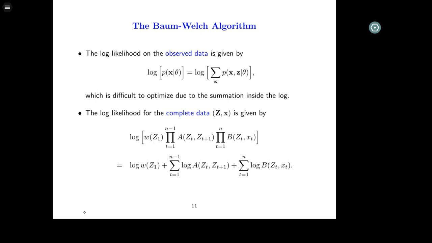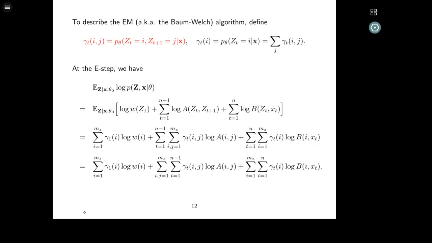What are we going to do next? We have to take expectation to average out all those uppercase Z's, right? Now, what that means is we have to compute the distribution of Z1 through Zn, given the data x1 through xn, and some initial parameter theta, okay? As I mentioned before, Z is a discrete random variable taking, let's say, three possible values. Let's always assume m_z is three, and there are n of them. So apparently they are not independent.